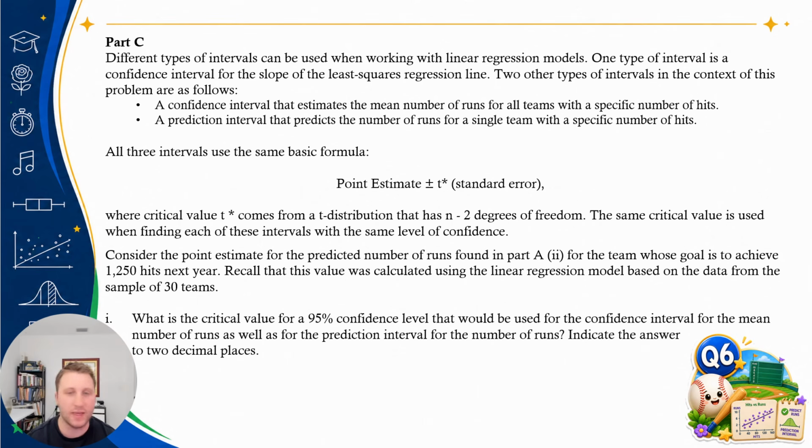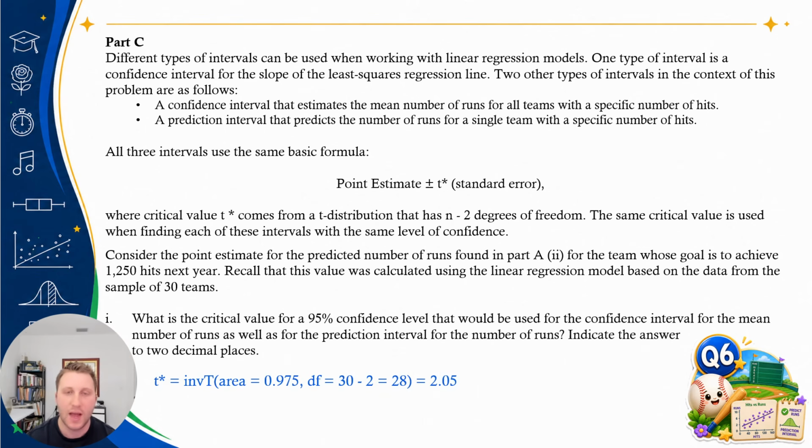We're using the same basic formula that we used in Unit 9, our point estimate plus or minus our critical value t star times the standard error, and just like in Unit 9, we're using n minus 2 degrees of freedom. We are being asked to find the critical value that's going to correspond to a 95% confidence level for both of these intervals, and we're asked to round to 2 decimal places.